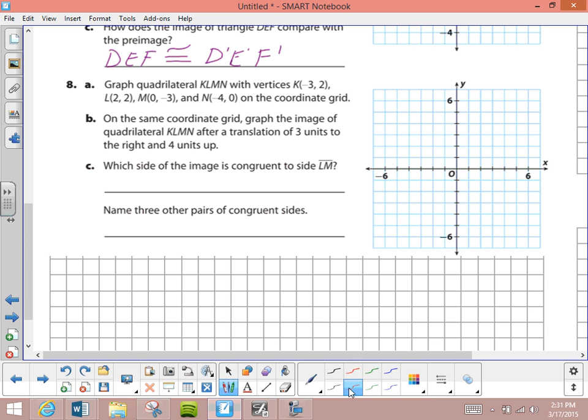So let's go to -3 right here, and then 2 up. And this is K. And then 2 and 2 right here, that's L. And then 0 and -3, that's M. And then -4 and 0, that is N. Did we all get that? Hopefully so. Okay. So now let's connect the dots.